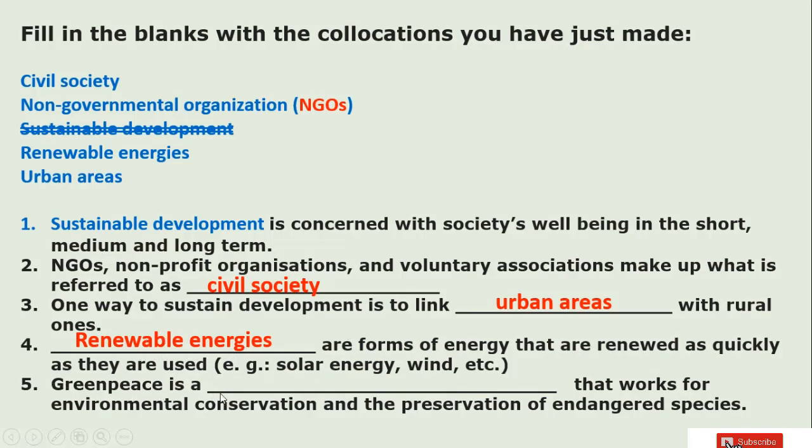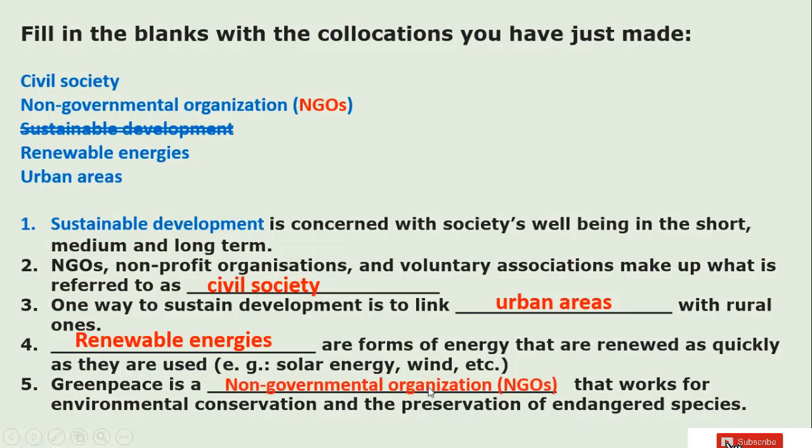5. Greenpeace is a non-governmental organization that works for the environment, soil conservation and preservation, حفاظ المحافظة والحماية ديال endangered species, الأنواع المهددة. Okay, so endangered species مهددة بالانقراض, حيوانات الأنواع المهددة بالانقراض.